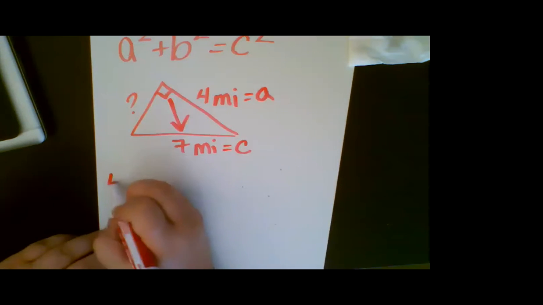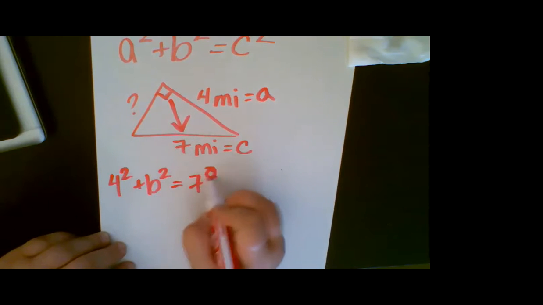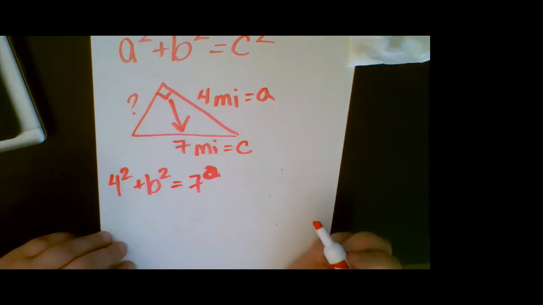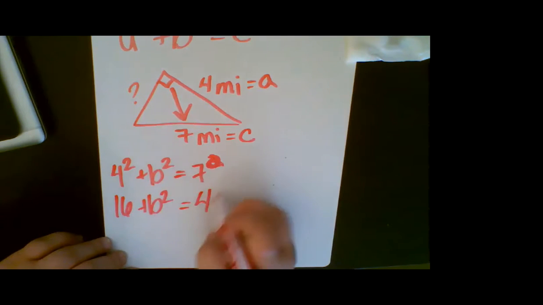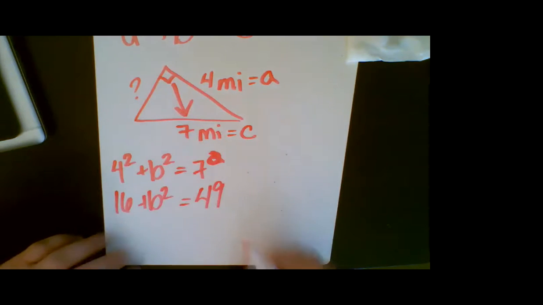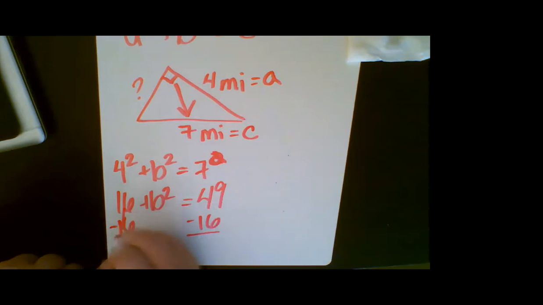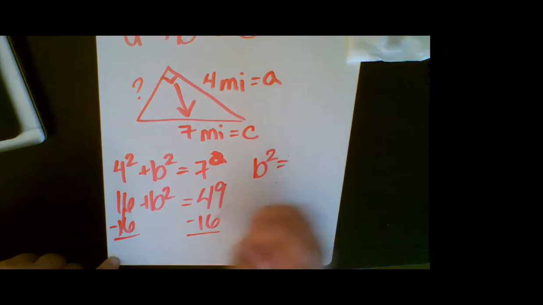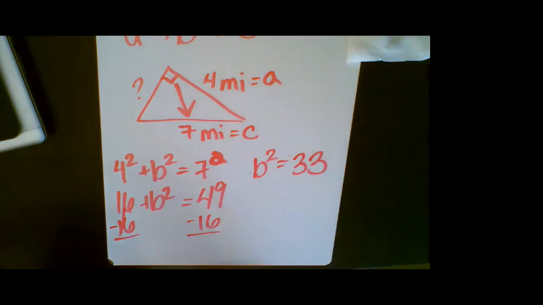So we plug in what we know. 4 squared, we don't know B, C squared. 4 squared, 16. 7 squared is 49. If you forget how to get these numbers, it's just 7 times 7, 4 times 4. This is another one where we've got that extra step because the number is by the letter that we don't know. So we got to move 16 by subtraction. Okay, we're left with B squared. 49 minus 16 is 33 when you type it in your calculator.